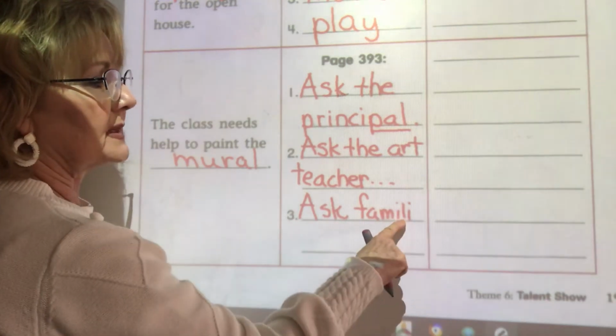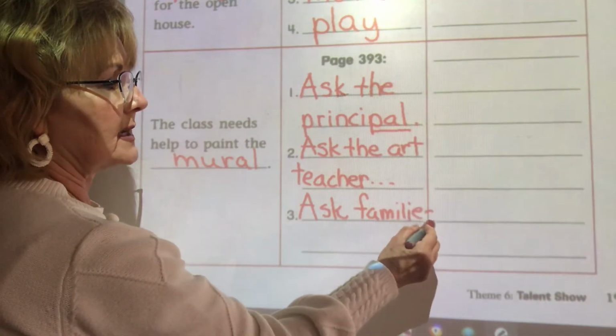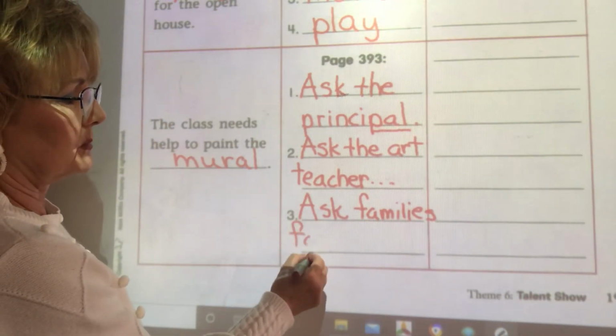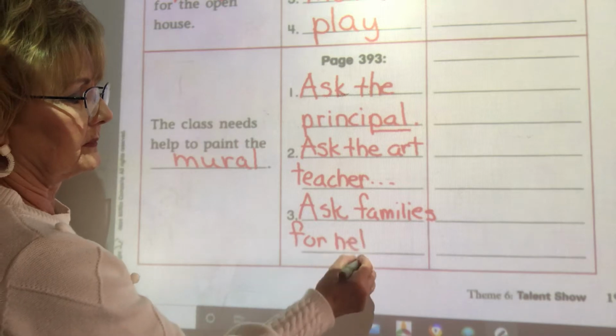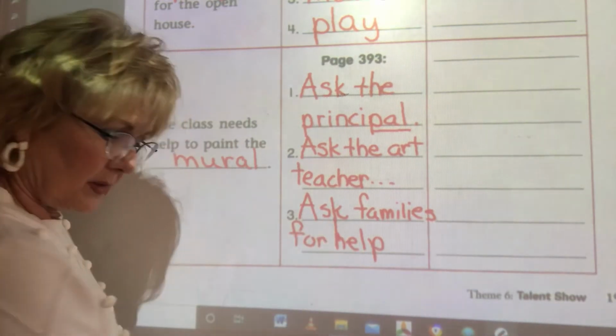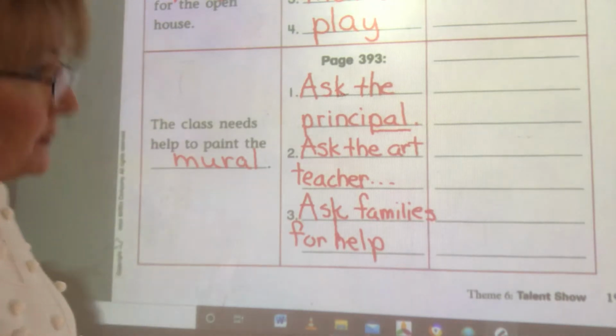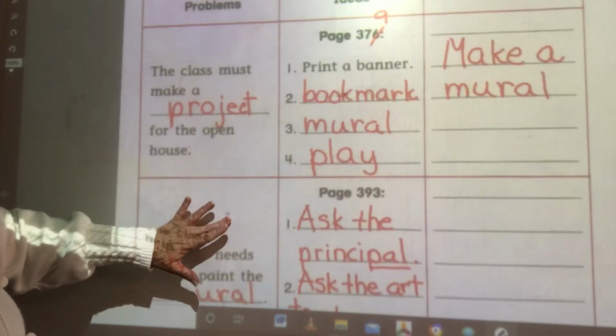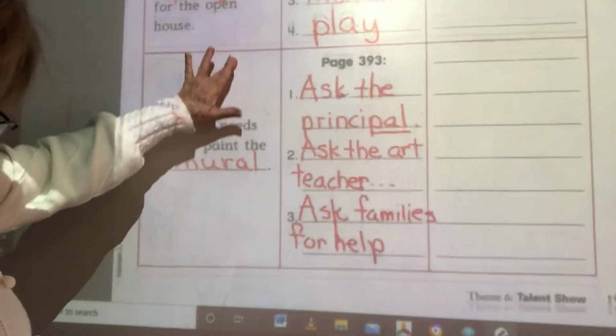And that is a word that ends in a Y. We change the Y to an I and add ES. They ask families for help. Whoa, that's a little crazy. Okay, so these were their ideas. The solution, we already have one of them.